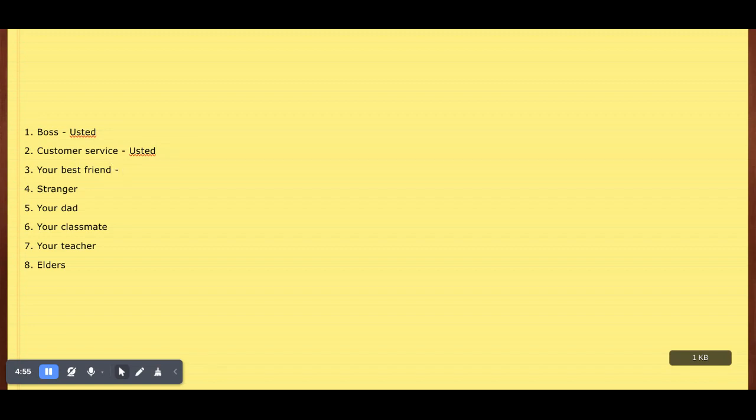Now, your best friend, I would say here, this would be tú. And the reason why is because you think of yourself as very familiar with that person, kind of on the same level. It's very informal, right? So that's going to be tú.